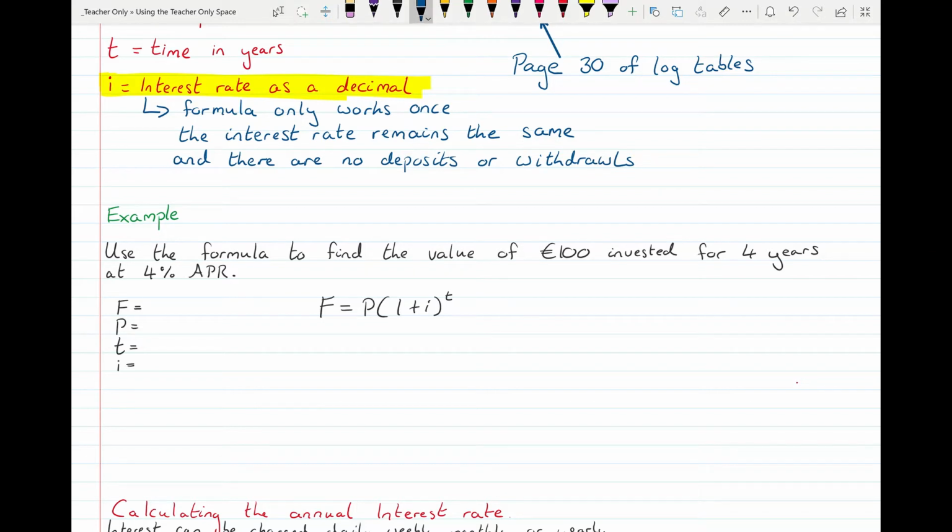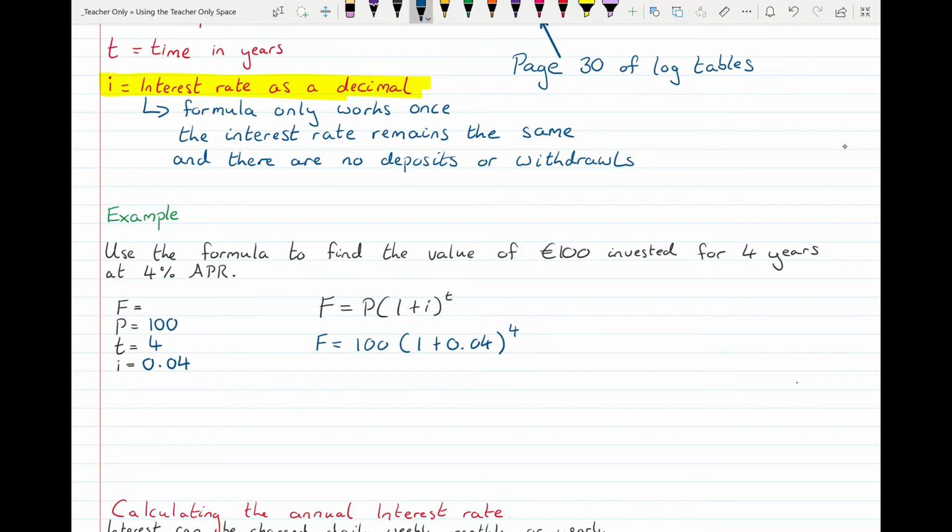Okay, so F is our final amount that we're trying to find. P is our principal starting amount, so that was €100. T is the number of years, so that was 4 years, and the interest rate was 4%, so the interest is 0.04, putting that in as a decimal. Filling into our formula then, F equals 100 times (1 plus I, which is 0.04, close your bracket), and that's all to the power of T, so to the power of 4 years.